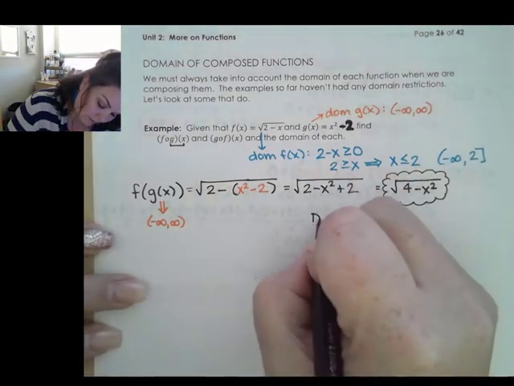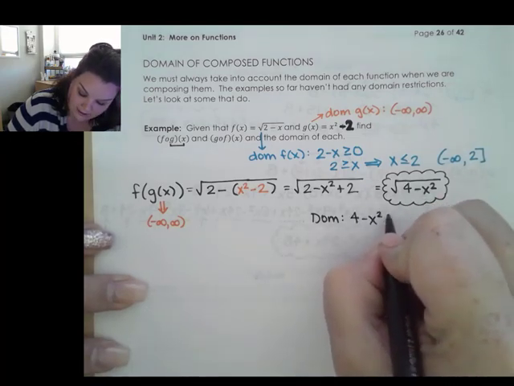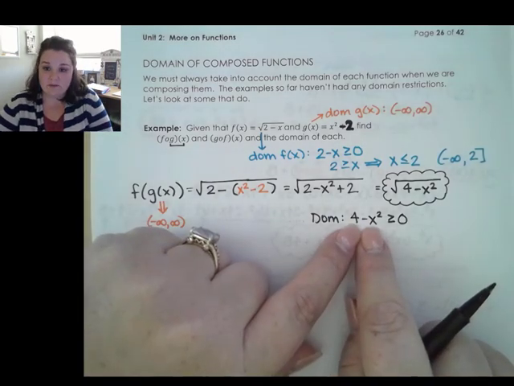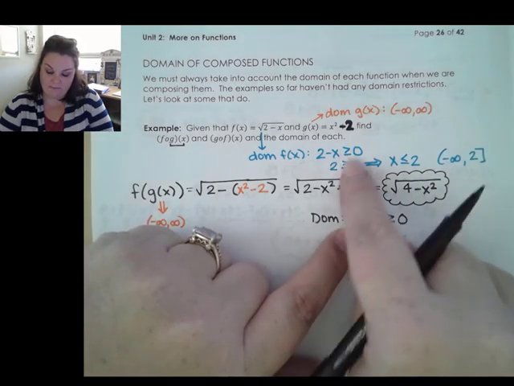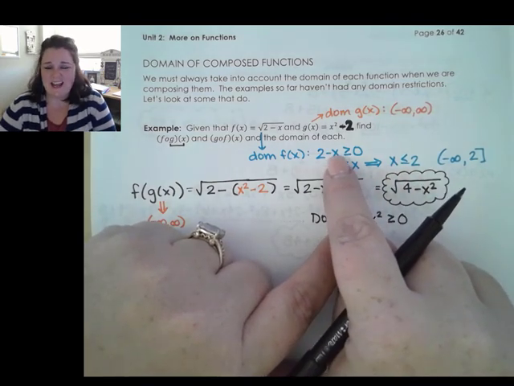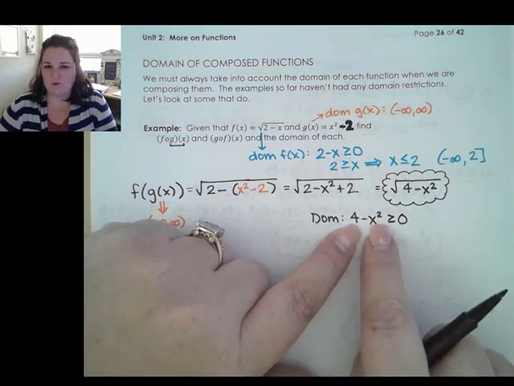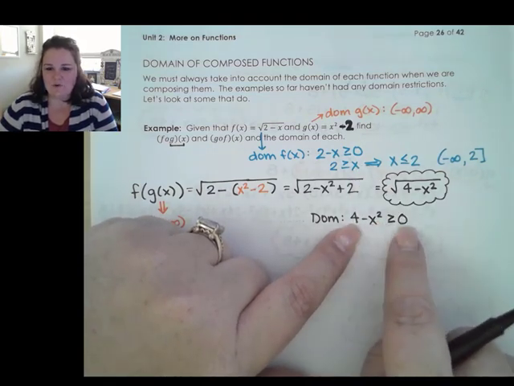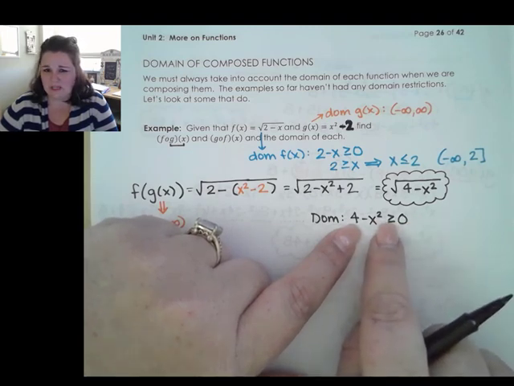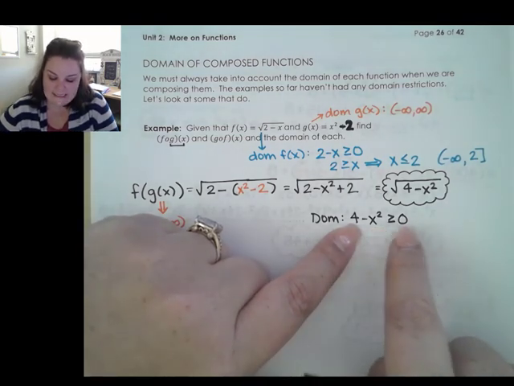Okay, so when I look for the domain here, I know that 4 minus x squared has to be greater than or equal to 0. Now this one's a little bit different than how we solved the f function up here in blue. This one in blue is really easy to solve because I just had an x to the first power, so I could just move it over, right? But here I have an x squared. So an x squared, I can't move it over and take the square root. That does not work with inequalities. That only works with equations.